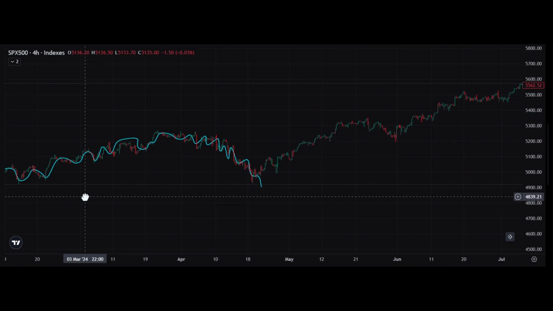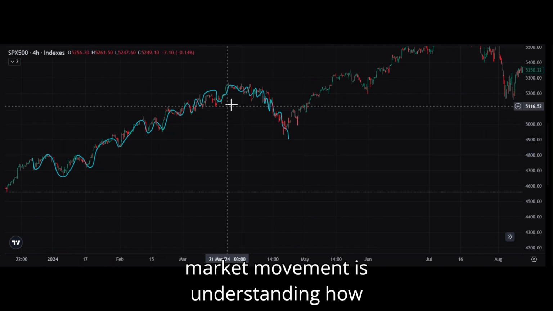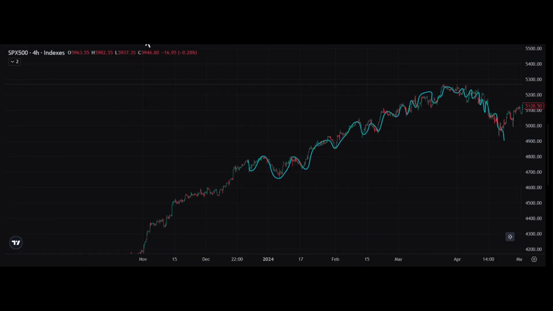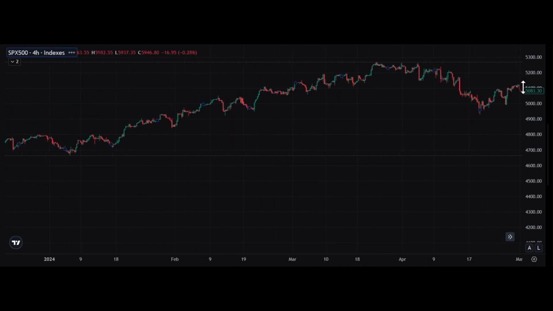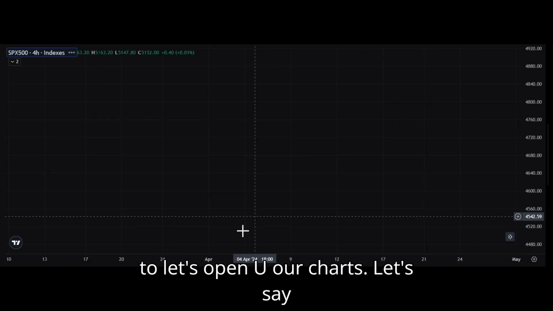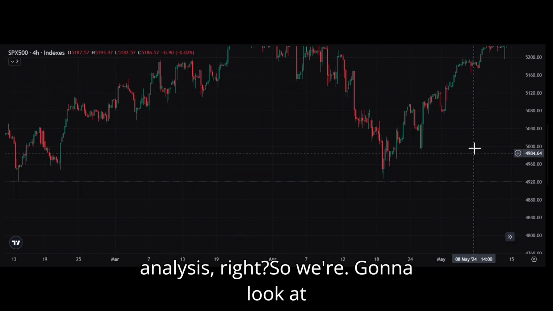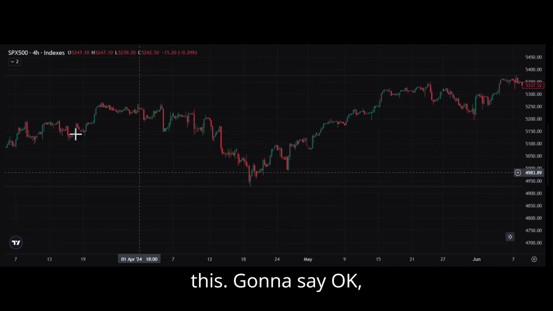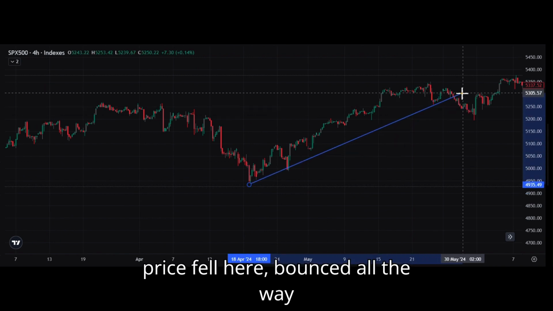So, I said that understanding market movement is understanding how you're going to profit, right? And technical analysis would say, if we're going to view this, let's open up our charts. Let's say we're viewing this with technical analysis, right? So we're going to look at this and say, okay, price fell here, bounced all the way there.